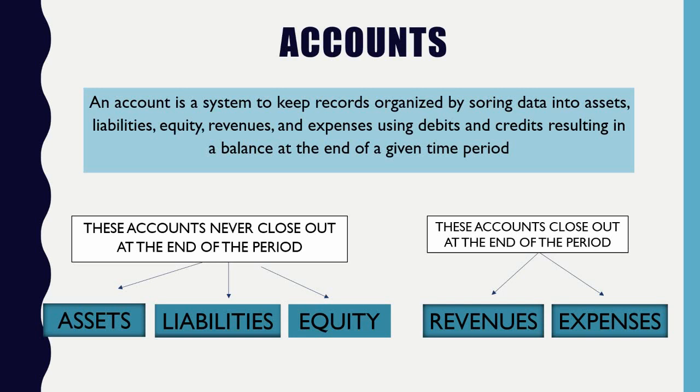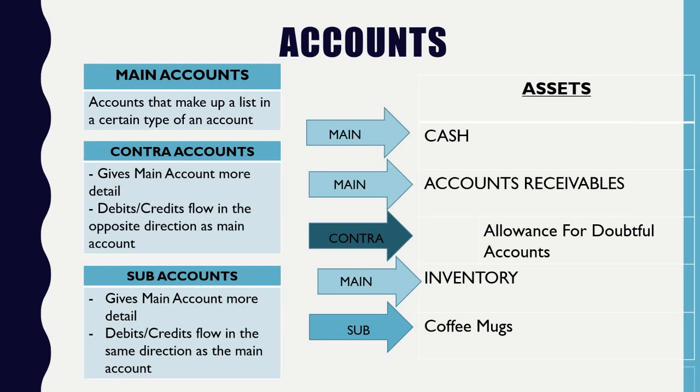Your assets, liabilities, and equity will be your permanent accounts, okay? So let's go ahead and keep going, all right? Now we need to understand how our accounts are organized, okay? So of course, when we talk about having accounts, right, we have those account types, right?